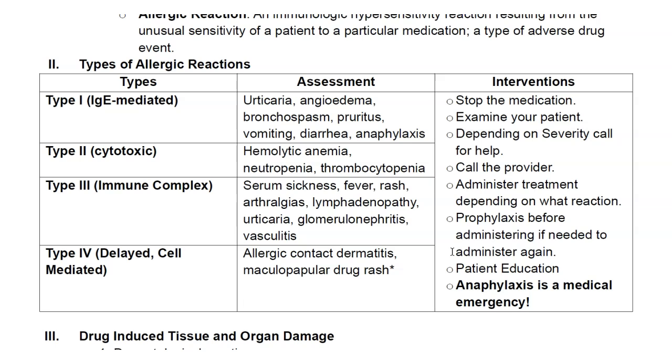We need to let them know the basics, right? Why are they getting the medication, common side effects, and what to do if they have a severe reaction to it, and so on, and definitely answer any questions that they may have.